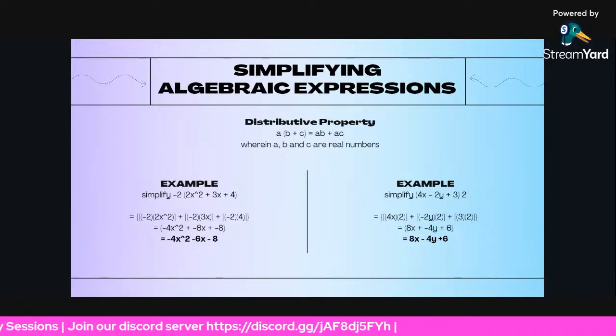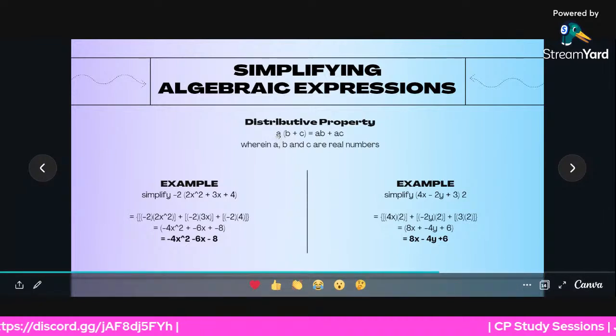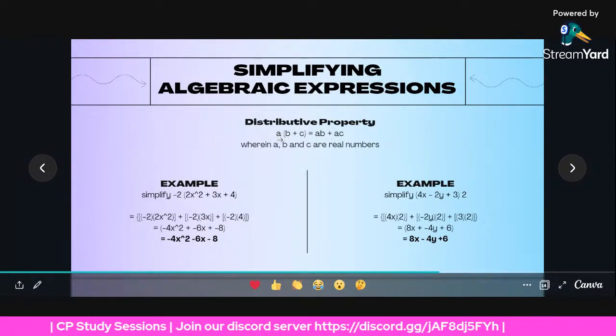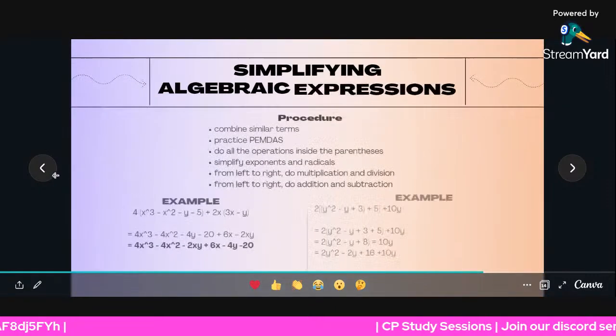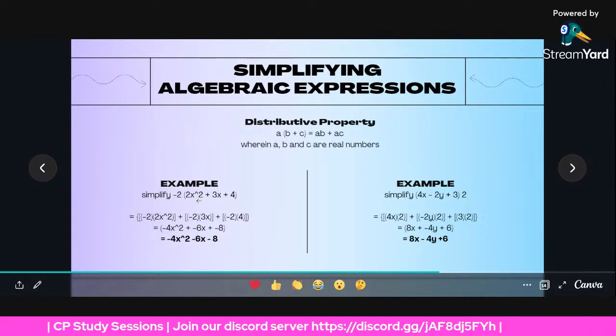So, distributive property, as you can see dito, yung A, minultiply niya sa B, minultiply niya sa C. So, dinistribute niya yung variable mo sa labas ng parenthesis sa bawat term sa loob. So, ganun yung ginawa niya dito. Yung negative 2, dinistribute niya sa 2x squared, which is itong unang term.